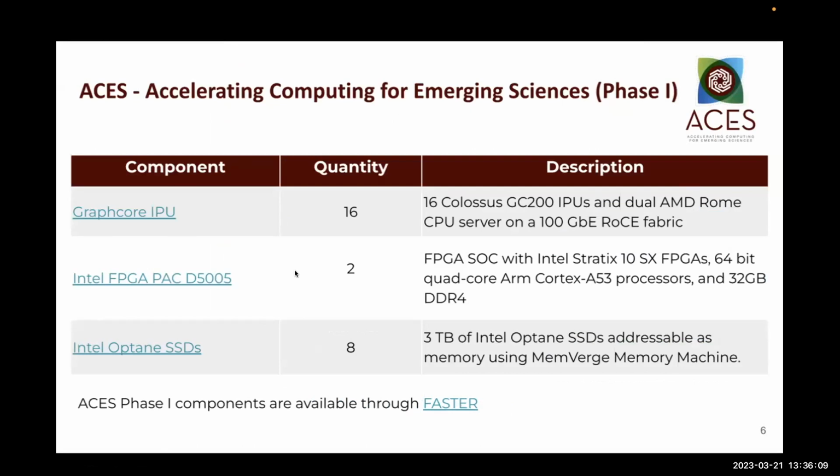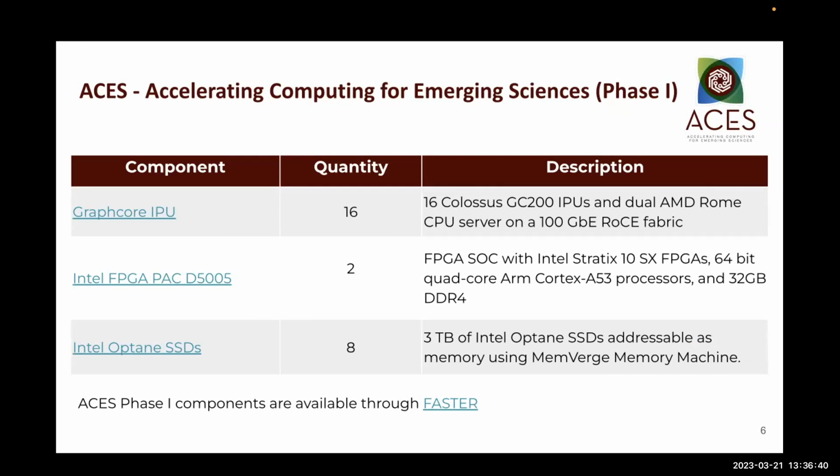ACES, which is another big system that HPRC is managing, is funded by the National Science Foundation. Phase 1 of the ACES components is available through FASTER, and you can get access to those nodes on FASTER as well. As I mentioned, we have a Graphcore IPU. If you get the slides, you can take a look at it, a different architecture than some other things you probably haven't seen before.